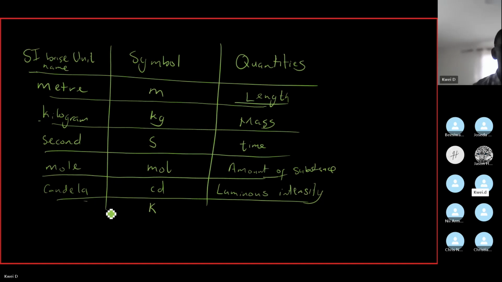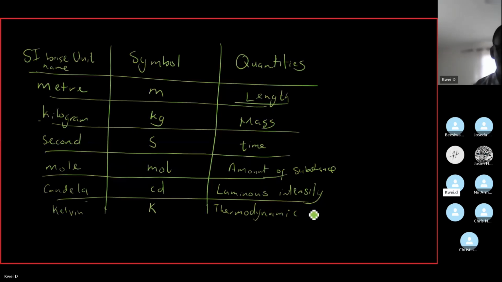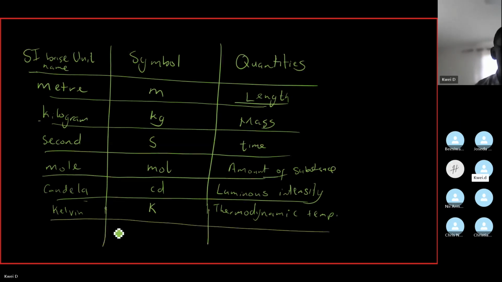And then what is the K? Kelvin. And what does it measure? Thermodynamic temperature. So I've left one out. Can you identify it? Ampere. What's the symbol? Capital A. And what does it measure? Electric current. All right, so you are following. Kindly mute your microphones and let's continue.